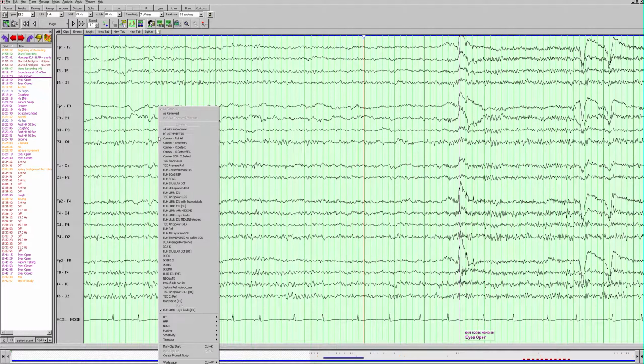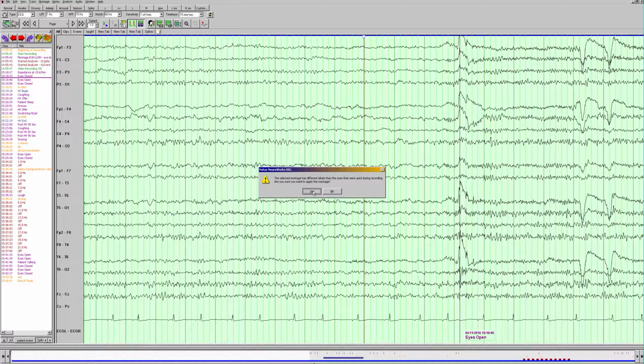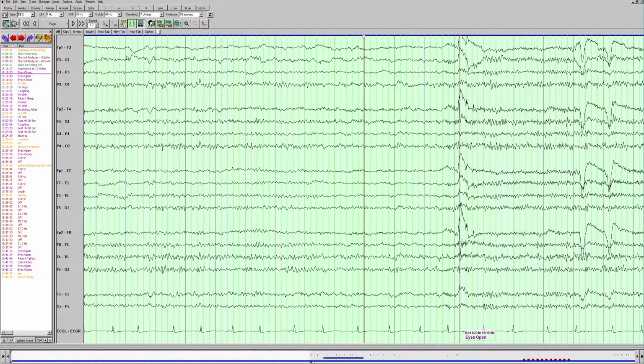I don't like this montage because, as I've stated before, I like to directly compare the left and right hemispheres, because I think it's easier to catch subtle asymmetries when you're able to directly compare each side.